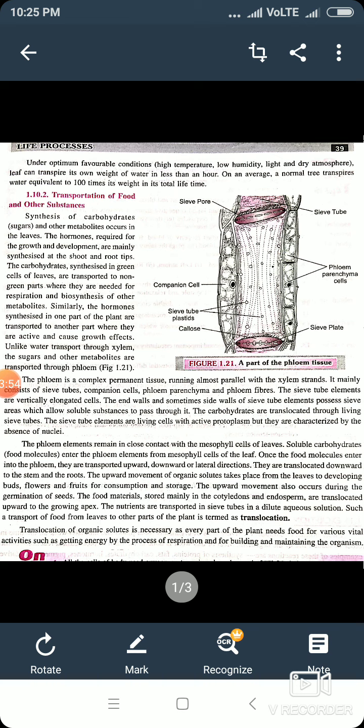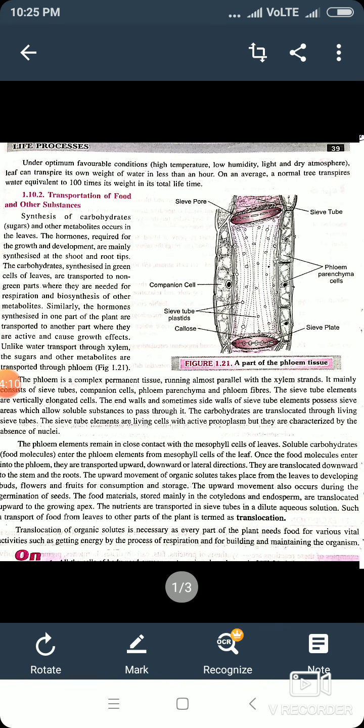Already you know that phloem is a living tissue because sieve tube, companion cell and phloem parenchyma, all these 3 cells are living. Only phloem fiber is dead. The sieve tube elements are living cells with active protoplasm, but they are characterized by the absence of nucleus. But nucleus is present in the companion cell.